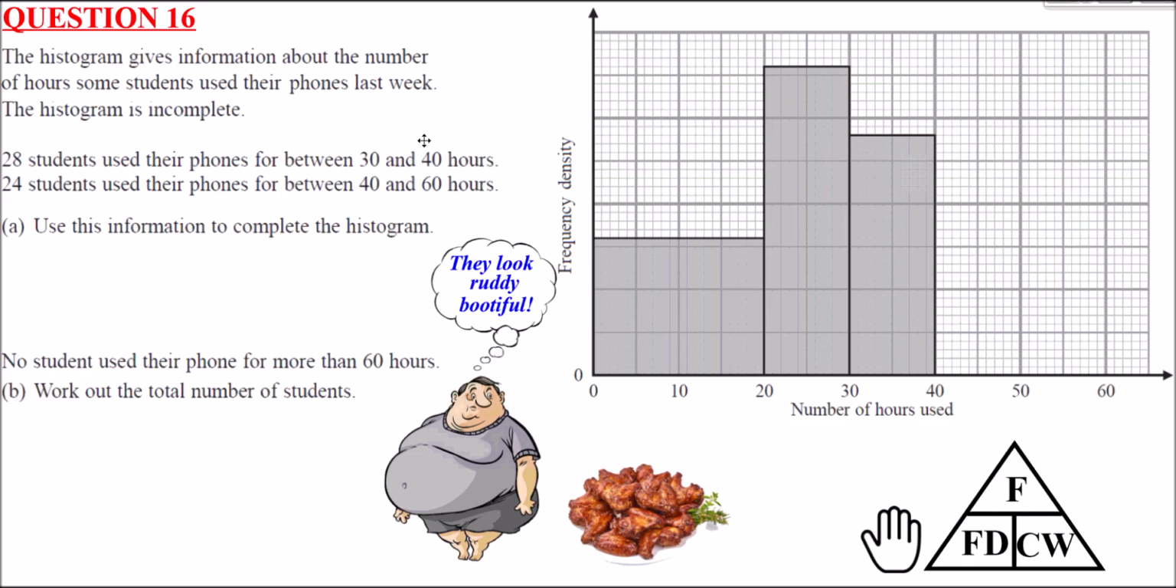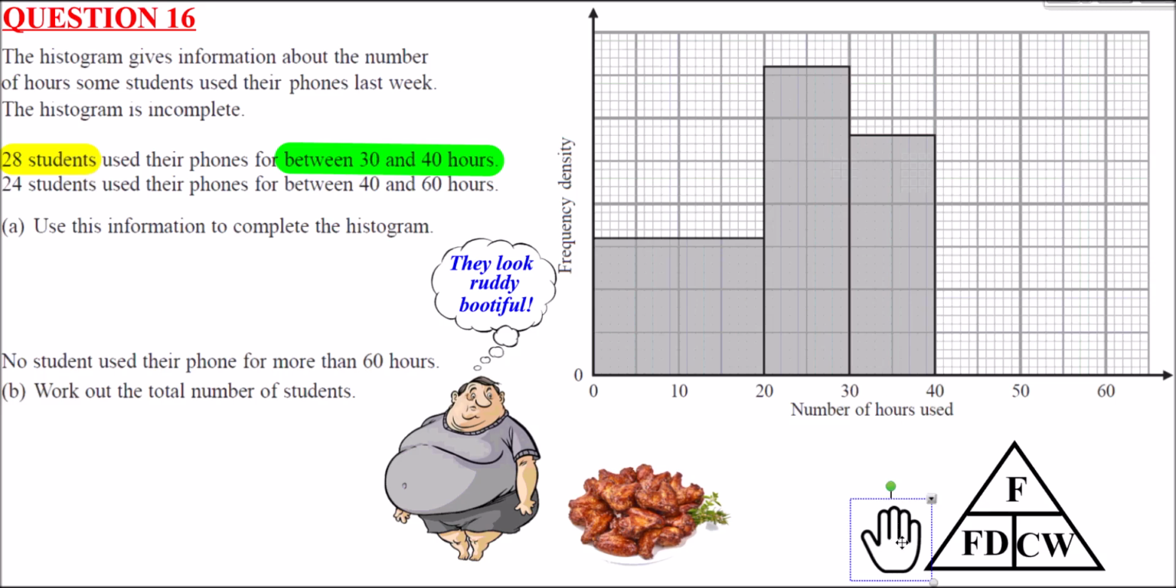So let's return to the information we've been told. We're told 28 students use their phones between 30 and 40 hours. So for this one, we're told the frequency, the number of students, is 28, and the class width in between 30 and 40, that's a gap of 10.